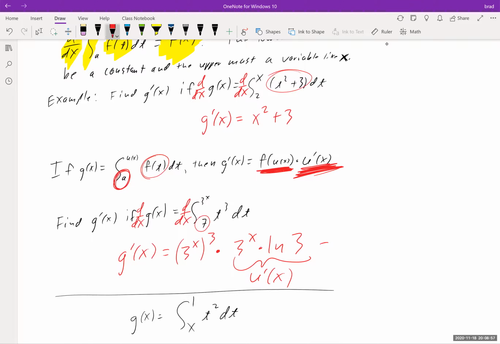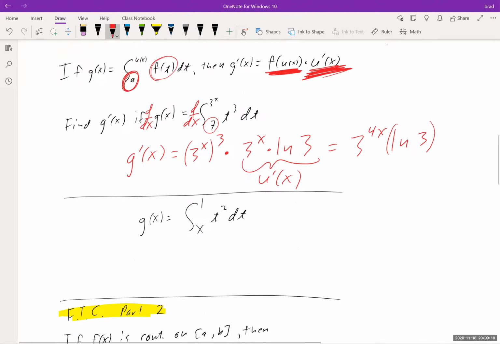So if we want to clean it up even better, let's see. Well, this is 3 to the x cubed times 3 to the x. So this would be what, 3x plus x? So this would be 3 to the 4x times ln of 3, natural log of 3, okay? Yep, and that's how you can do that problem.